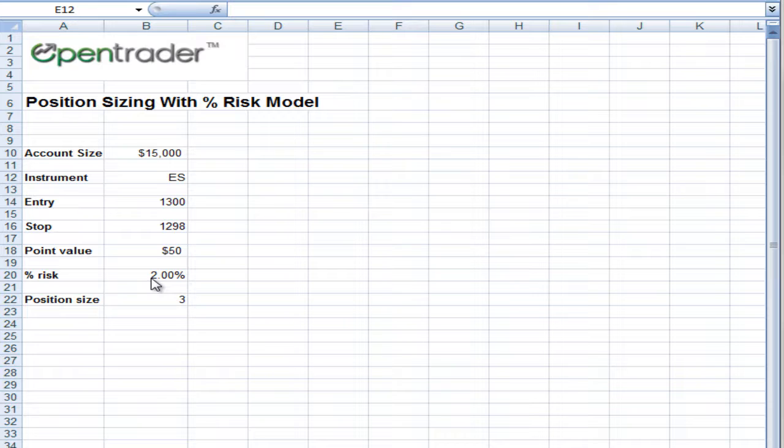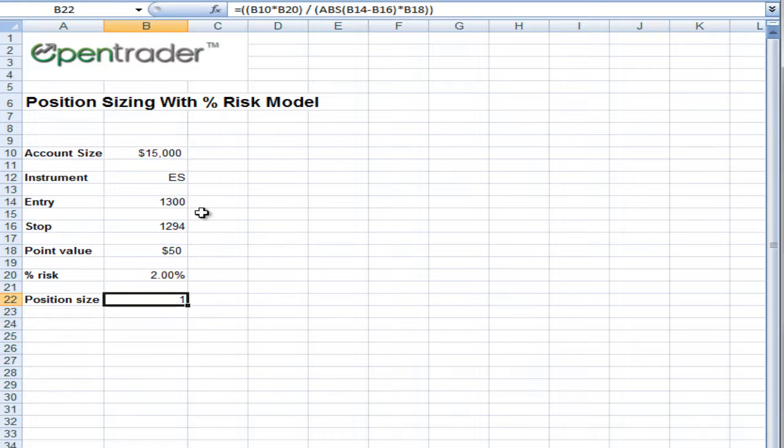Right? But let's say we have a trade that doesn't have a 2-point stop, let's say we have a trade that has a 6-point stop. It's a much bigger setup, or volatility is high and we need a bigger stop, right? So what would our position size be? Well, let's actually input it and see. A 6-point stop would mean that the stop would be at 12.94, and as we see, our position size goes to 1. Why is that?